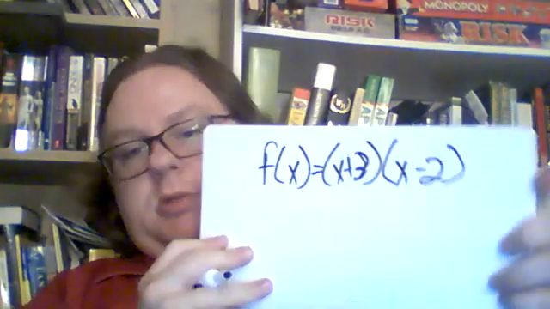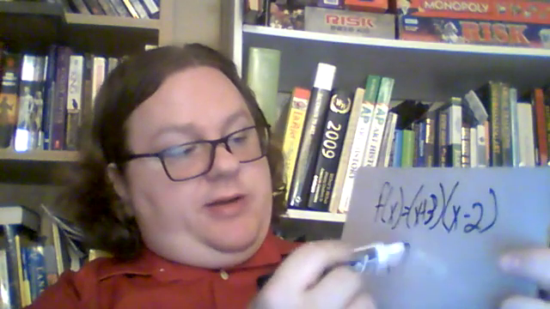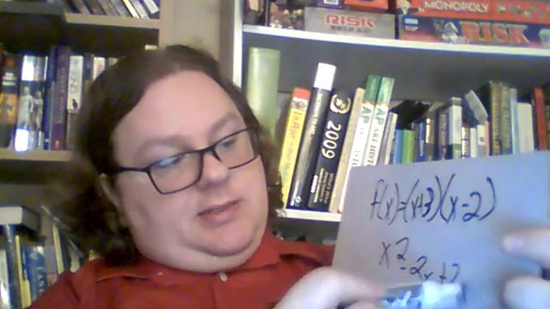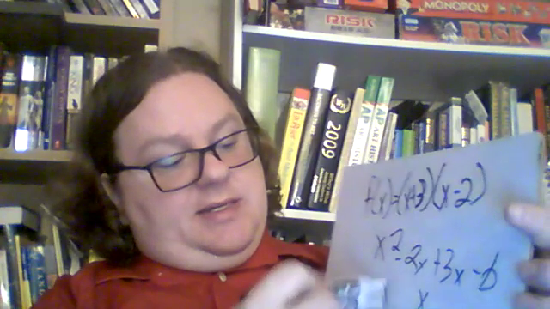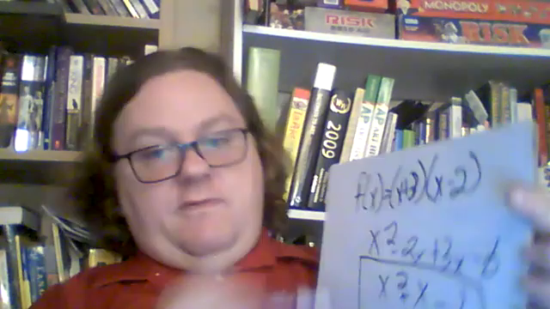Example number 2. F of x equals x plus 3 times x minus 2. And then they want us to write that in standard form. So all we have to do is distribute, do FOIL. X times x is x squared. X times negative 2 is minus 2x plus 3x minus 6. Add these together. 3x minus 2x gives me x. X squared plus x minus 6. Standard form. Easy peasy, lemon squeezy.